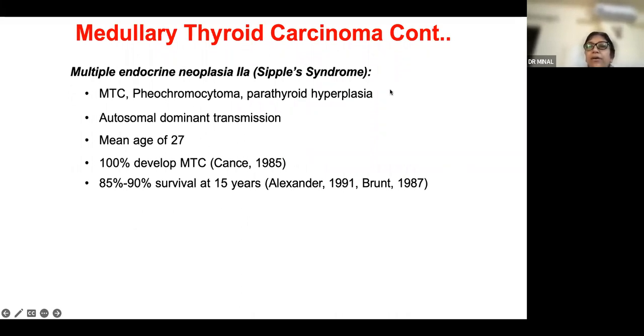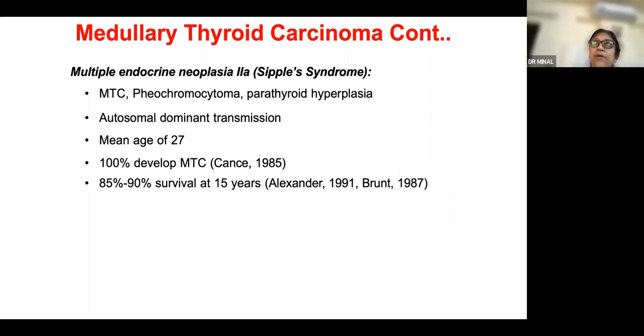Now the medullary thyroid carcinoma syndrome, that is MTC, PHEO and parathyroids. Autosomal dominant. I just had a family where the mother was diagnosed first with MEN2A, and then she had two sons. One also had MTC along with PHEO, and the second son, the RET oncogene also came positive, though he had no symptoms so far.